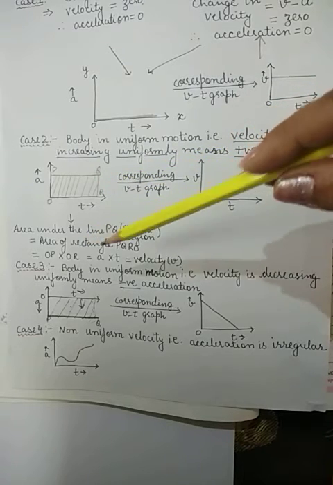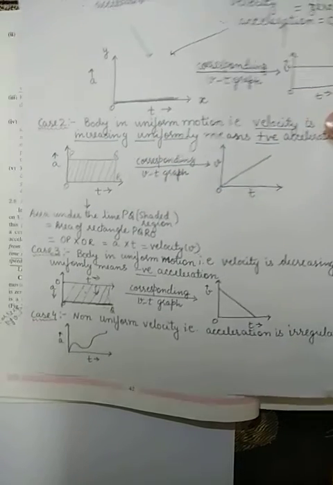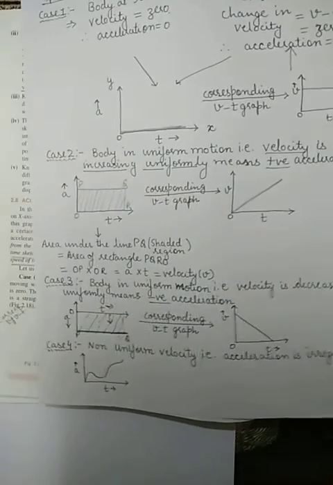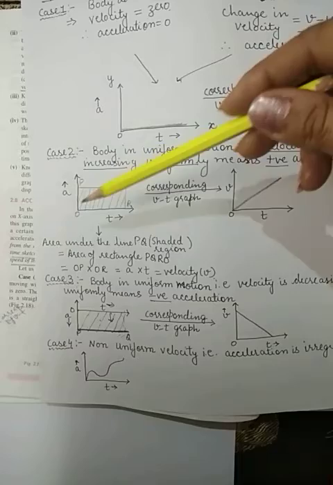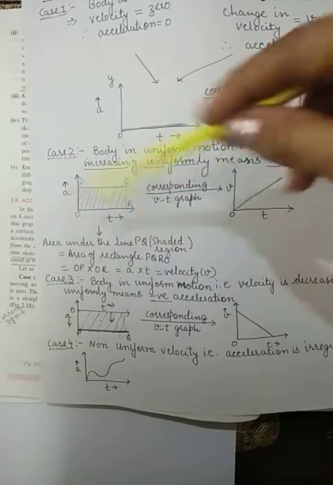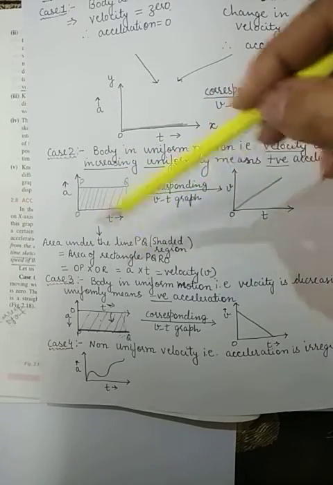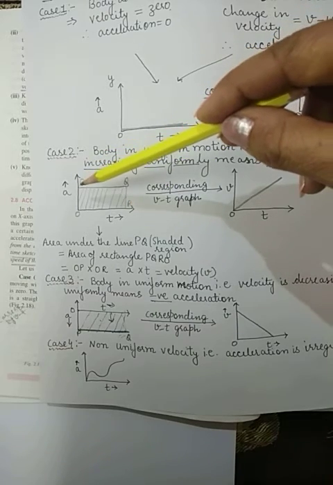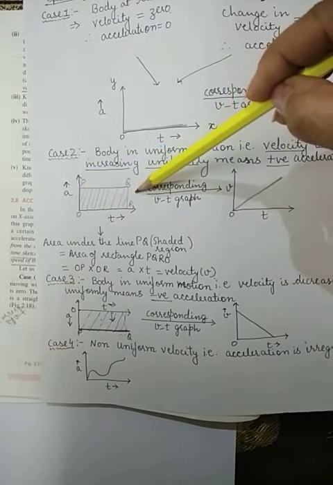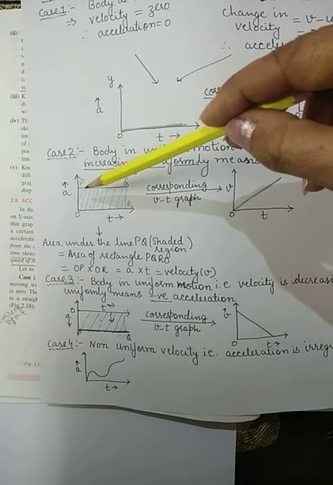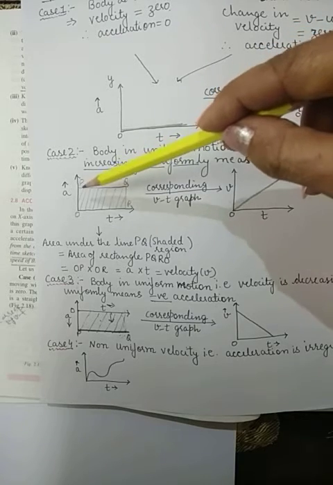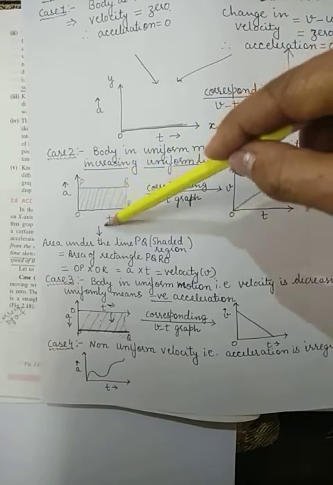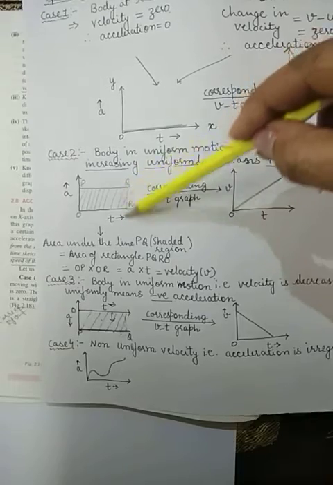Now, as I have already told you that in acceleration time graph, area is an important quantity, area under the line. Now let me show you how we will conclude change in speed using this area under the line. Look at this graph. This is the line PQ. And if I want to calculate change in speed from this graph, I will shade this region. I have shaded this region under the line PQ.